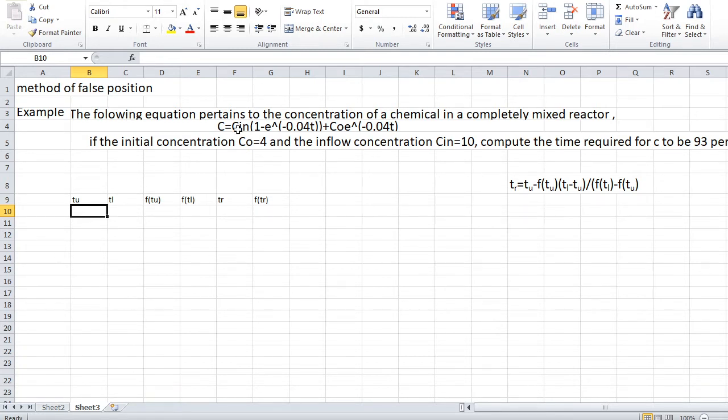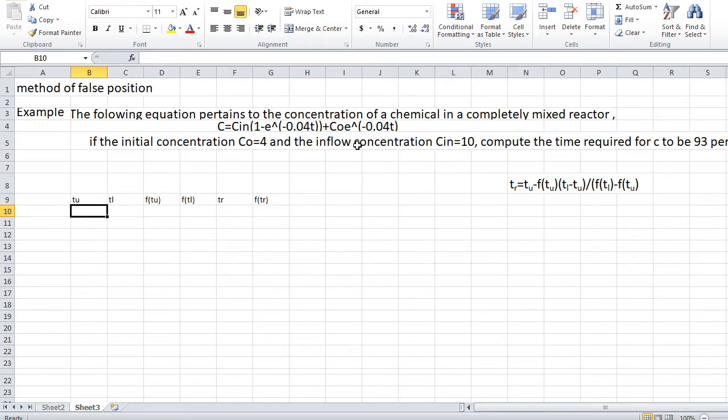Suppose we have an example. The following equation pertains to the concentration of a chemical in a completely mixed reactor. If the initial concentration is C naught equal to 4 and the inflow concentration Cn is equal to 10, compute the time required for C to be 93% of Ci.